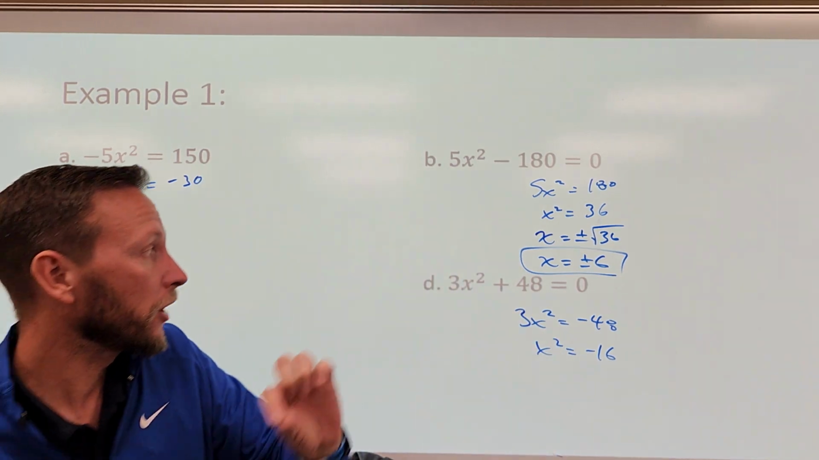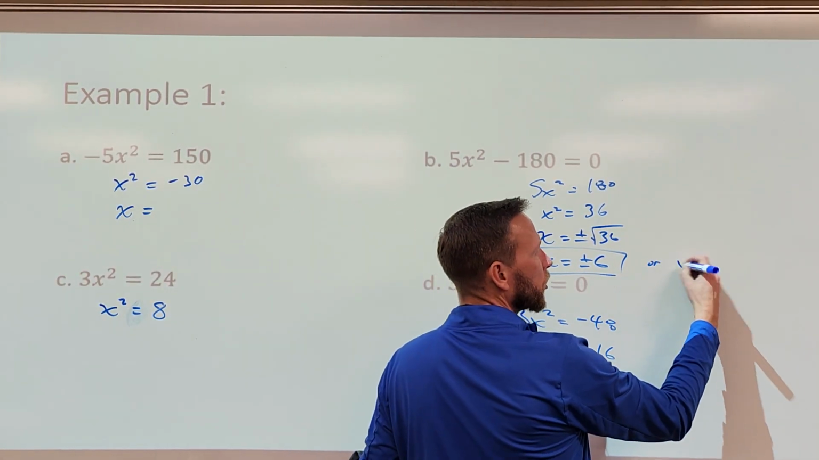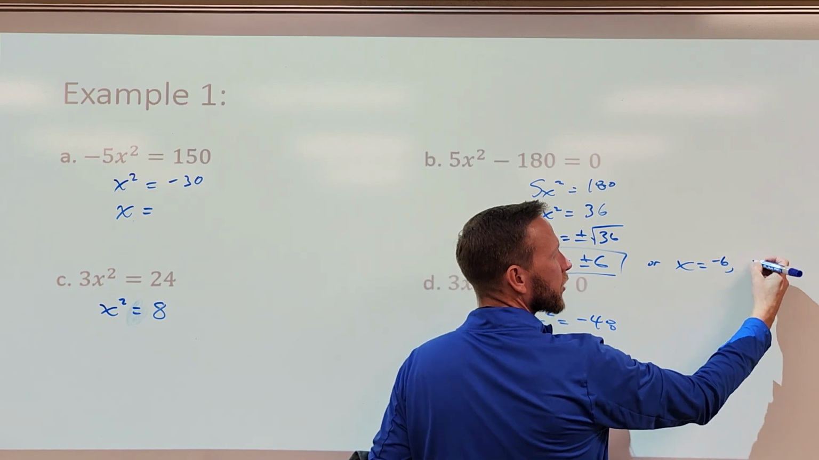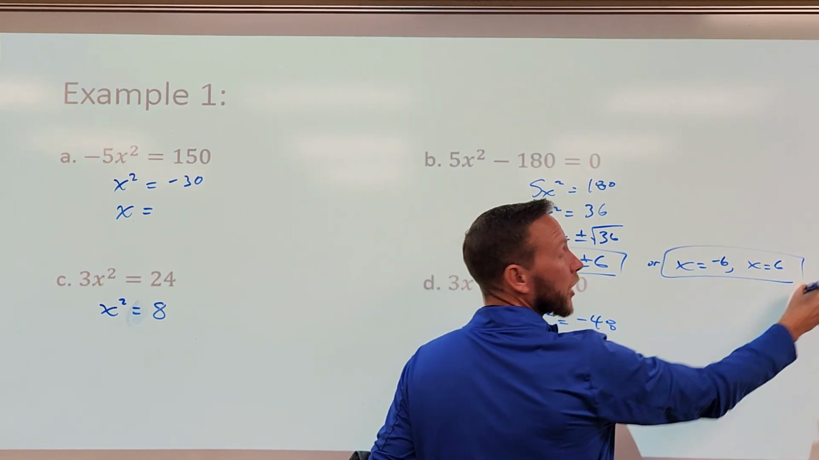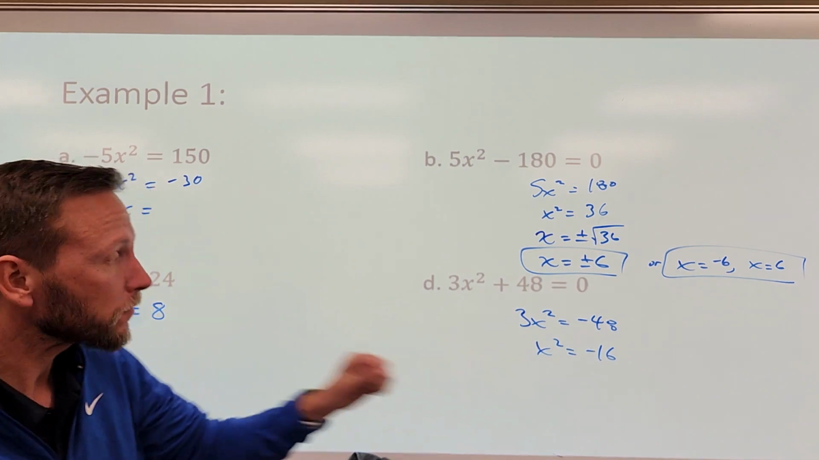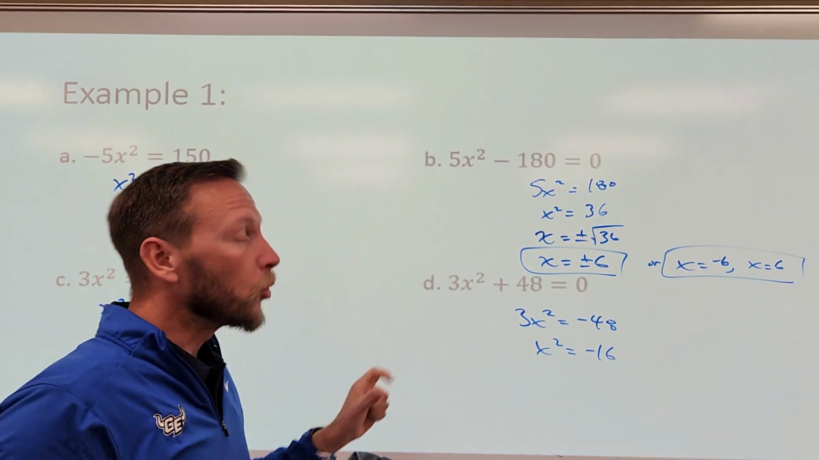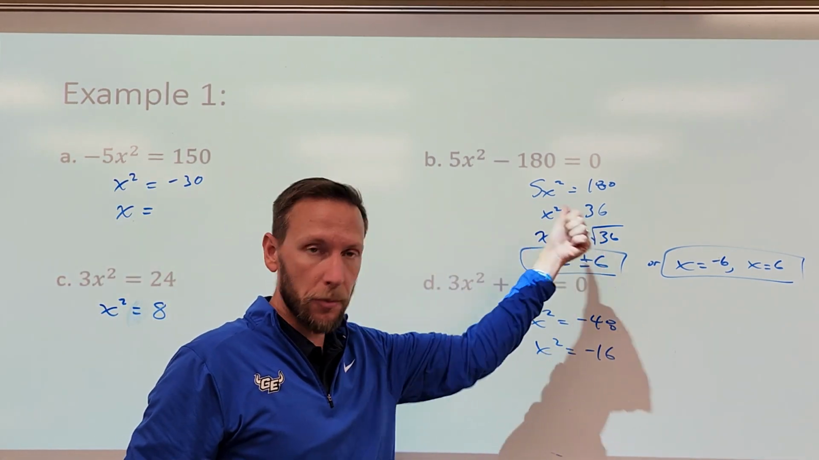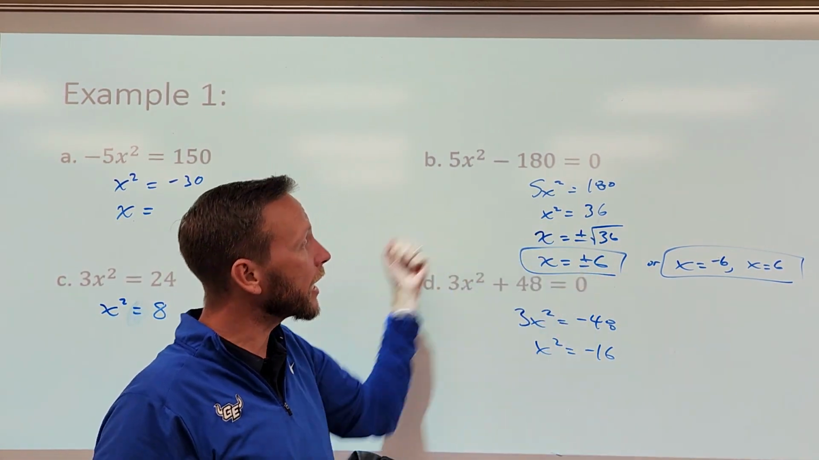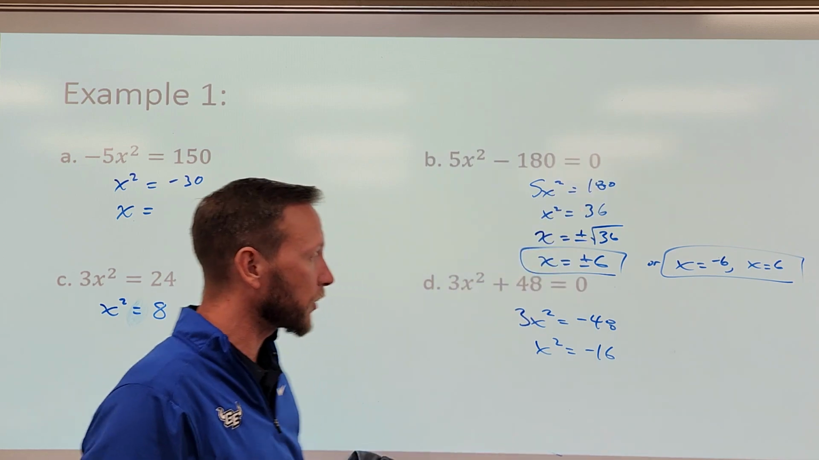So those are both solutions. You can write it like that, or you can write x equals negative 6, x equals positive 6. You can write it two different ways, totally fine with me. But when we're taking square roots to solve, we have to consider that there's a principal or positive root and a negative root. A negative number that times itself will also equal this positive amount.